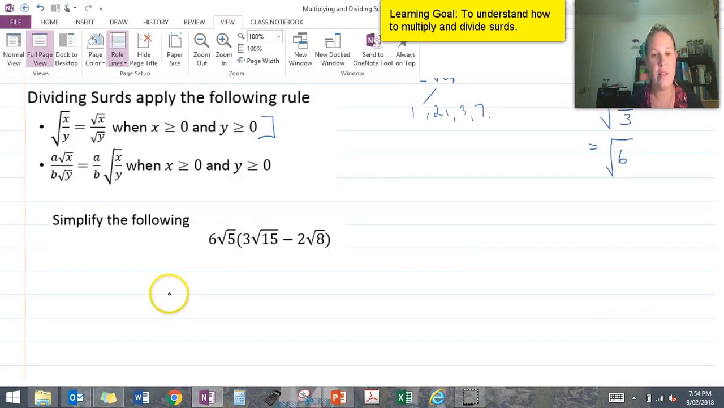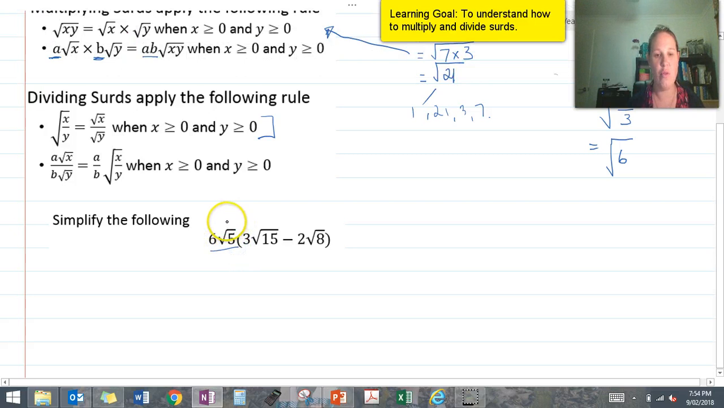In this example, we are required to apply both subtraction that we looked at last lesson and multiplication. Whenever we have brackets, we can expand by the value outside using the distributive law, and that means we multiply the outside value by both the values inside. So the 6 times the square root of 5 multiplied by 3 times the square root of 15, also multiplied by negative 2 times the square root of 8.